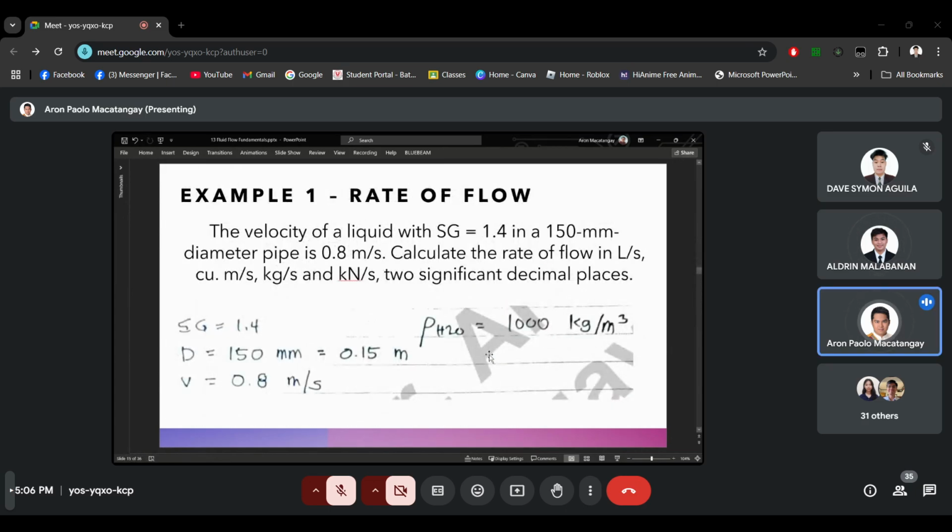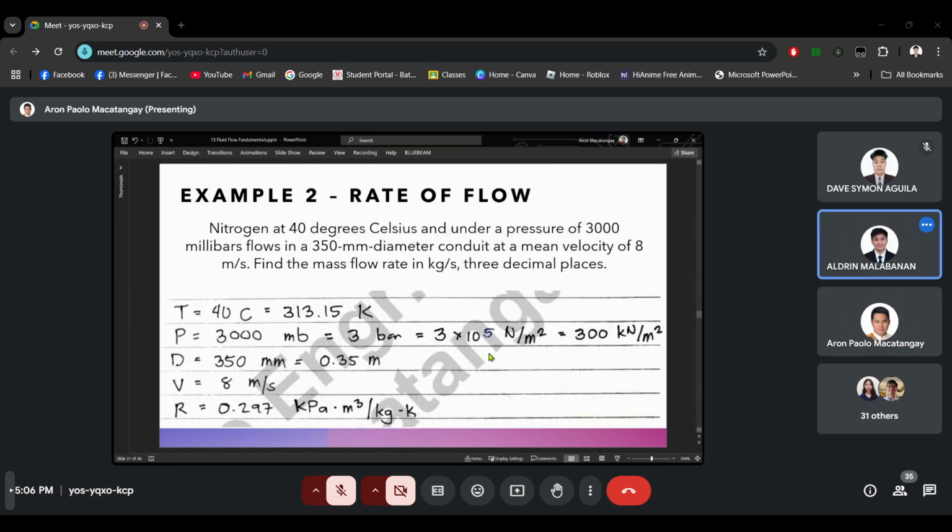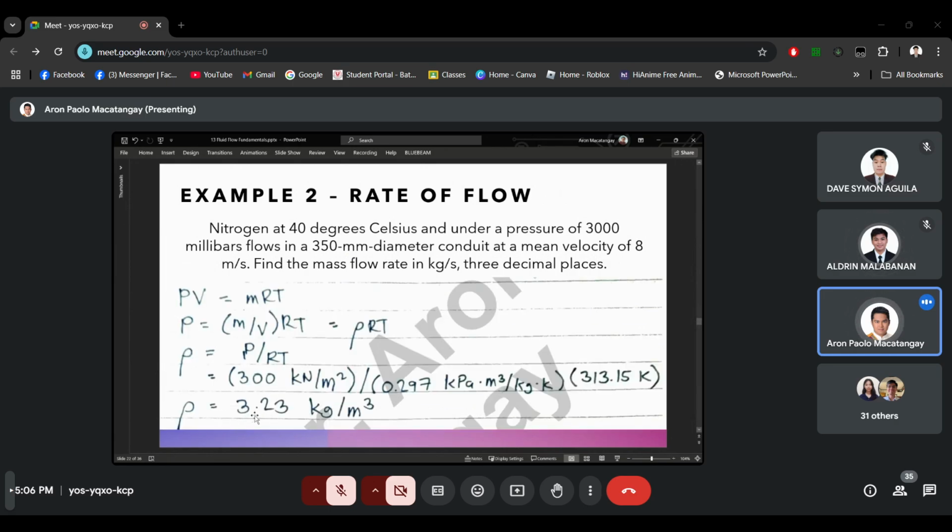Okay, then how do we get the A po? Ibig sabihin po yung pi r squared po. Yes, or pi d squared over 4. Okay, so using yung 0.35 natin na diameter. Okay, so using all of those, getting the area, pi d squared over 4, times velocity na 8 meters per second times density na 3.23 kilograms per meter cube, what will be our mass flow rate?